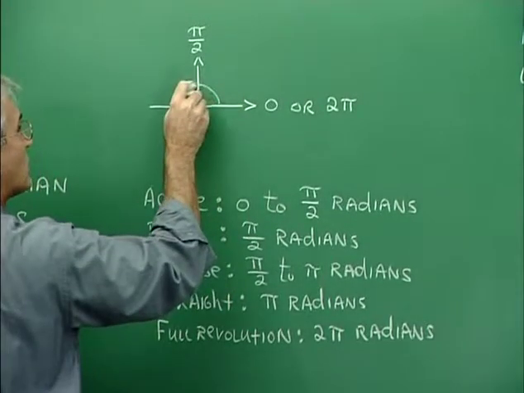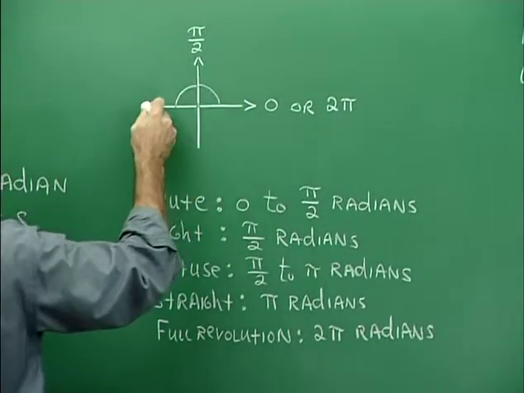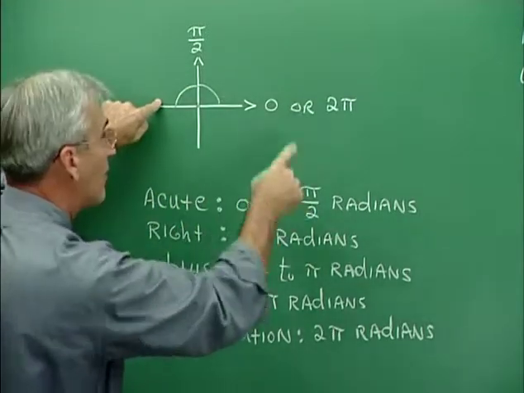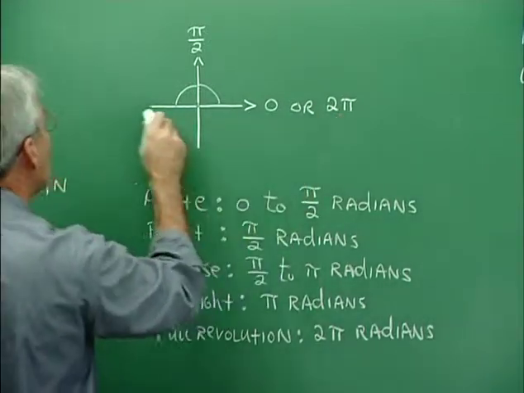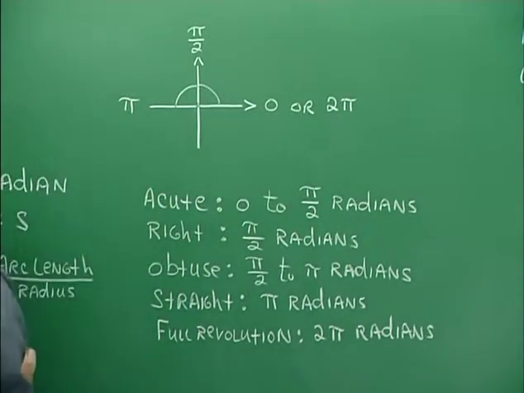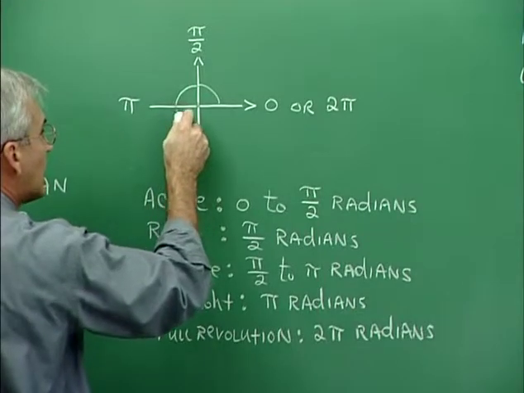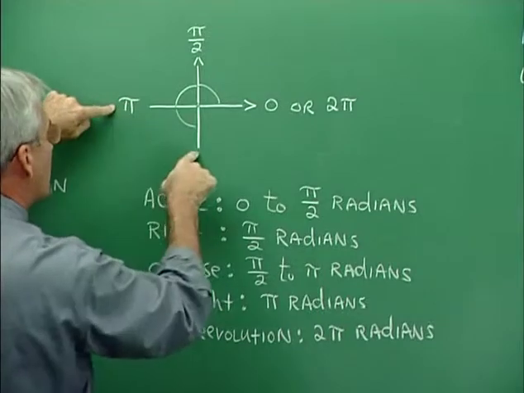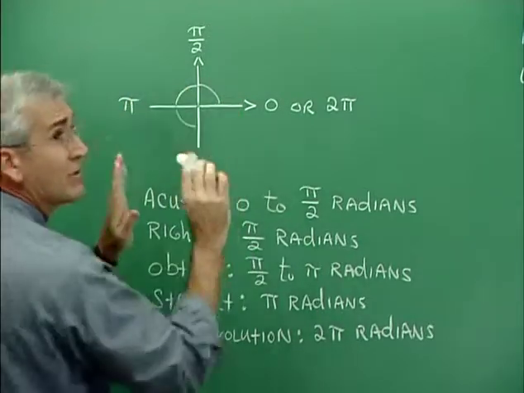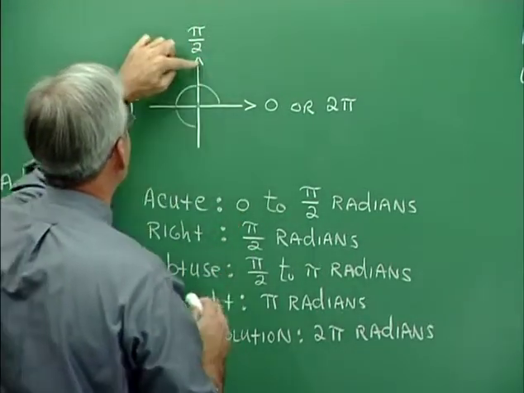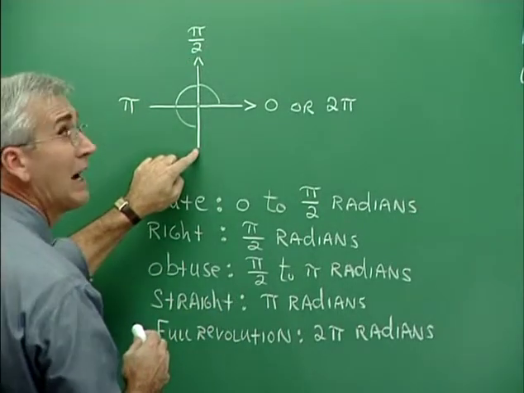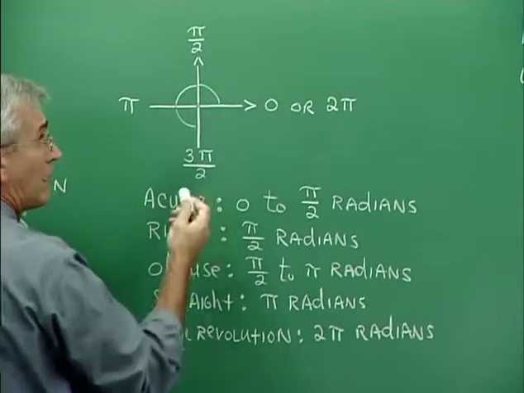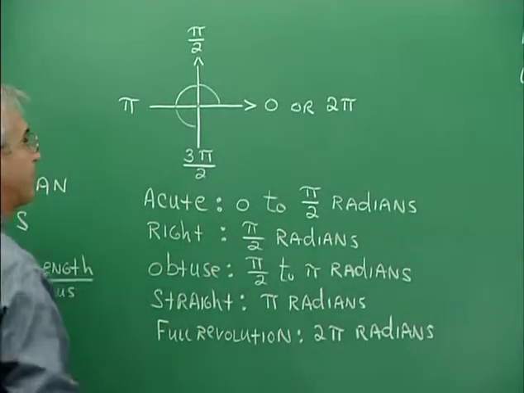Then continuing over to this next point, that would be another pi over 2 opening. Or we could say all the way over to here would be half of 2 pi, which is 2 pi over 2, or pi radians for this opening. And then to this point, here's a good way to think about it: pi over 2, 2 pi over 2, 3 pi over 2. And then all the way around is 4 pi over 2, or simply 2 pi.